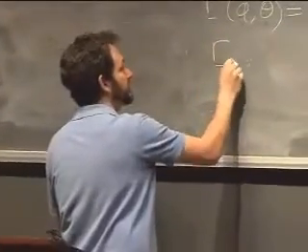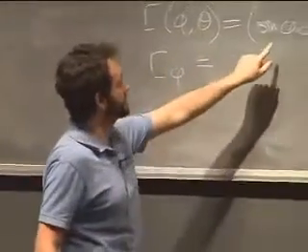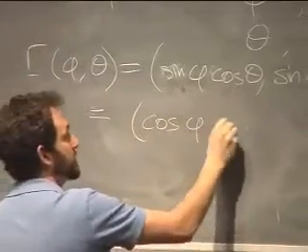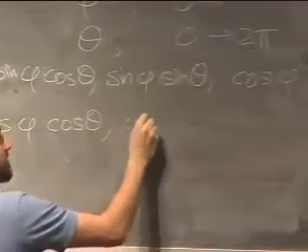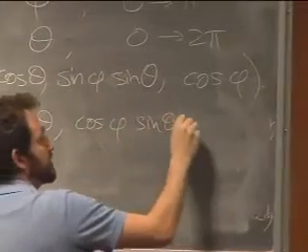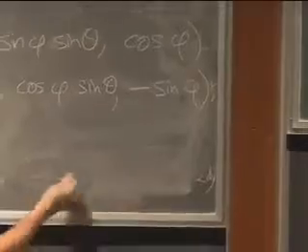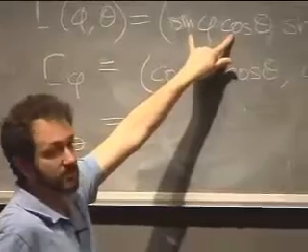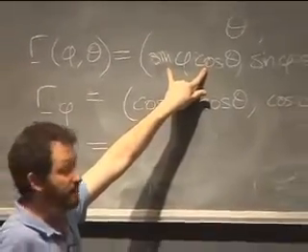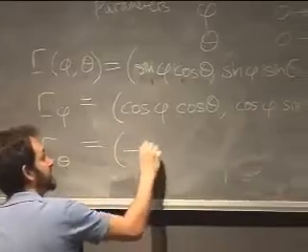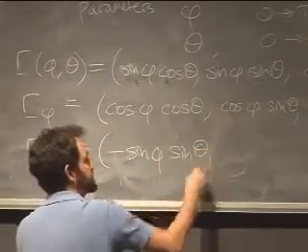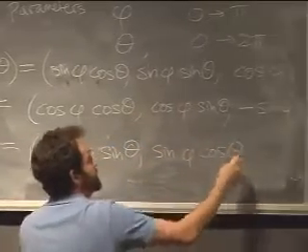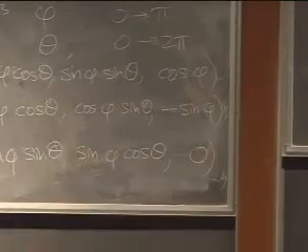So we need r phi. The phi derivative is, you just differentiate that with respect to phi. And you get cosine phi cosine theta, cosine phi sine theta, minus sine phi. And we're also going to need the theta derivative. So you go back up to the original one and differentiate with respect to theta instead. So when you do that, you get minus sine phi sine theta, sine phi cosine theta, and there's no theta over here, so you get 0.